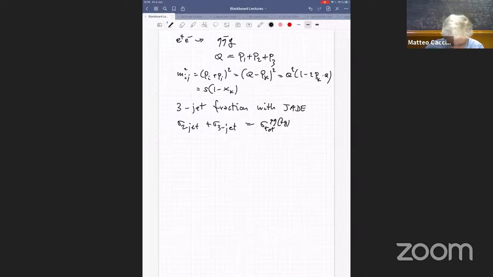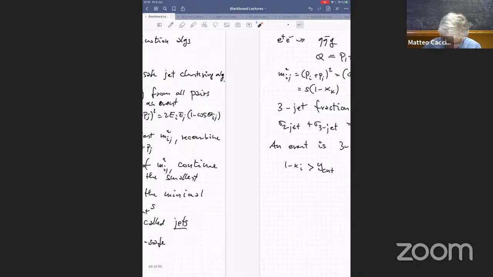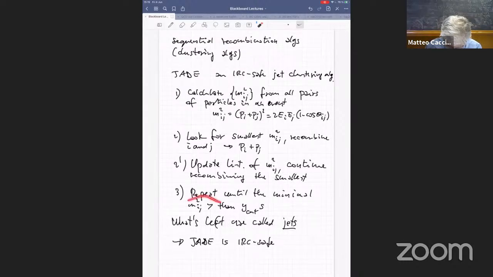But other than this, an event is three jet if one minus x_i is larger than y cut for all i. Why? Because if you look at this definition of invariant mass, and if you remember the definition of JADE, it said that you stop when the mass is larger than y cut s, and let me remind you, it's this. Where is this? Here. You stop when m_ij is larger than y cut s.